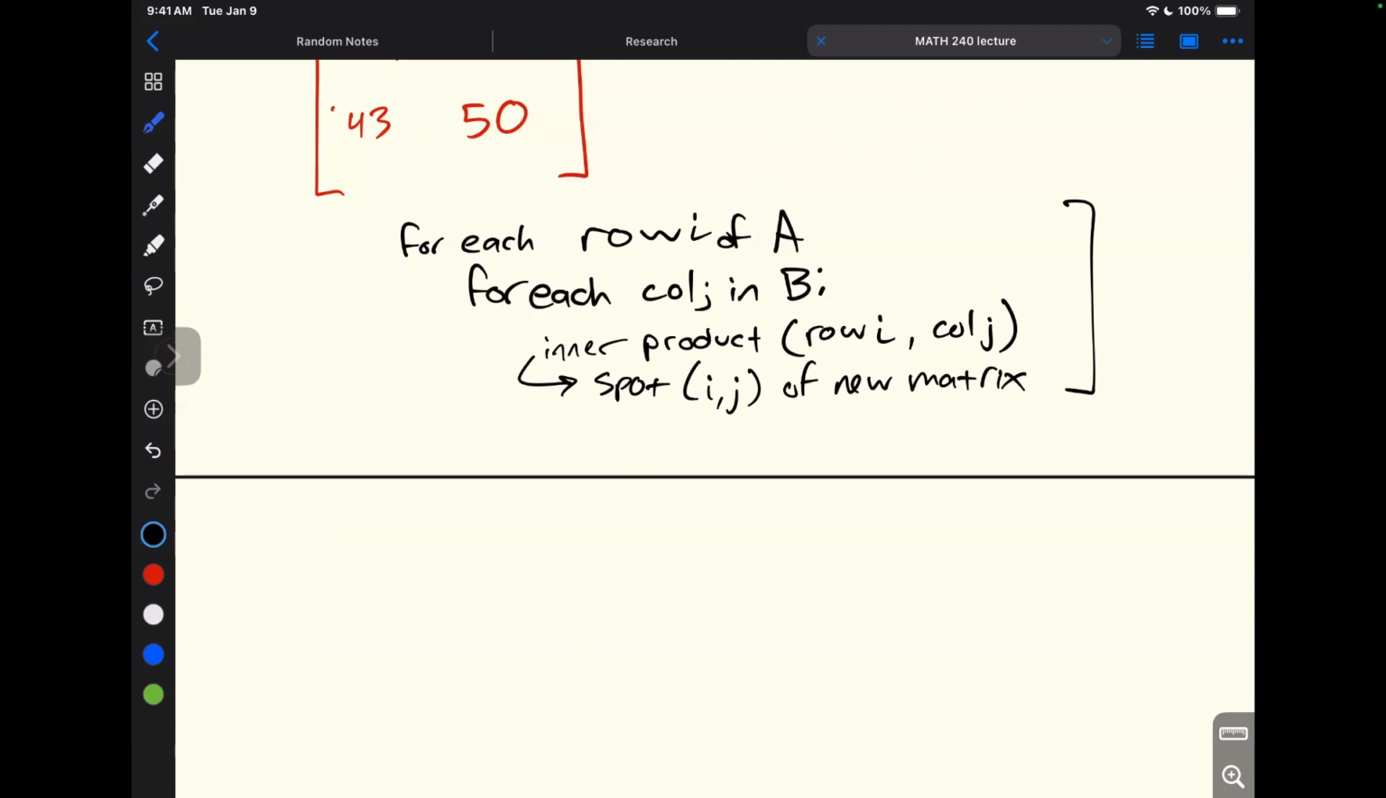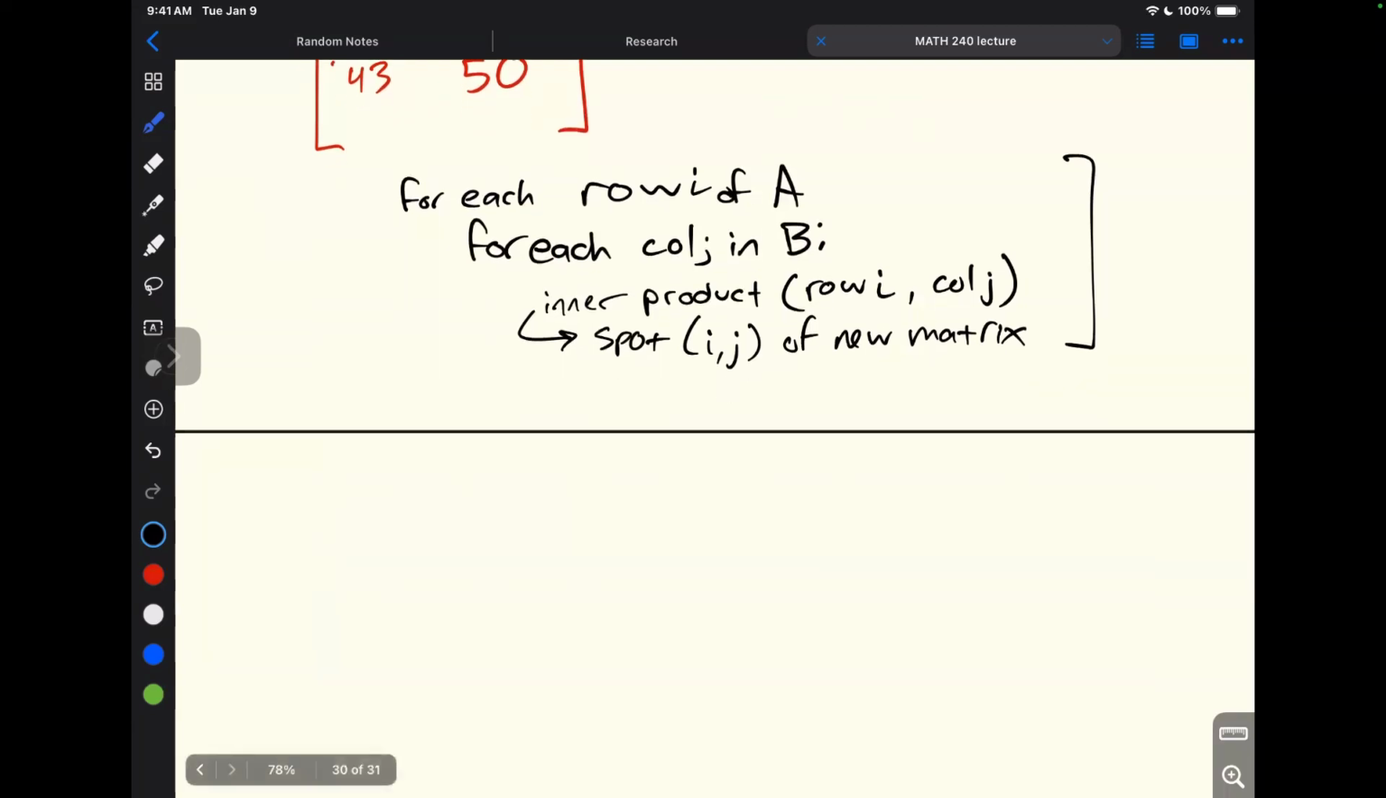So we go through each row of A and each column of B. And so this is why for row 1, we did column 1, column 2. For row 2, we also did column 1, column 2. Questions?